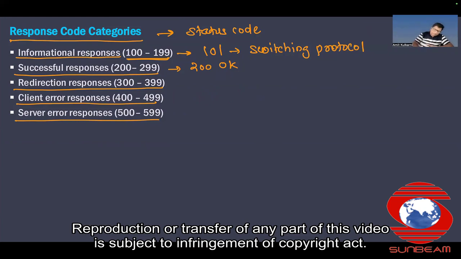So again, there are 5 categories of them. I'm not saying 5 status messages, but there are 5 categories of them: informational messages, successful messages, redirection messages, client error messages, and server error messages. All of them will be identified by the number which we are going to pass from the response code.